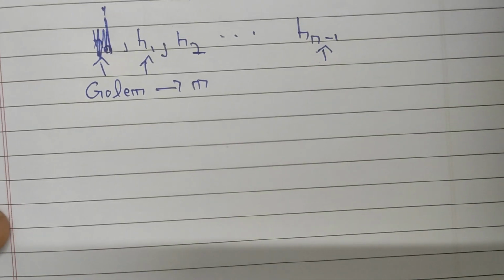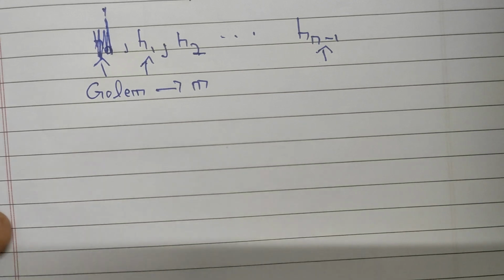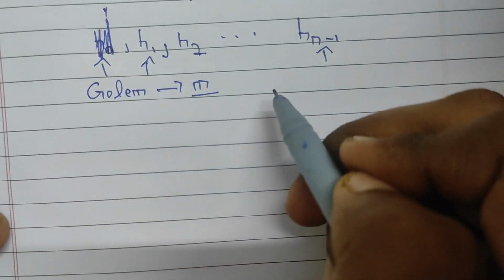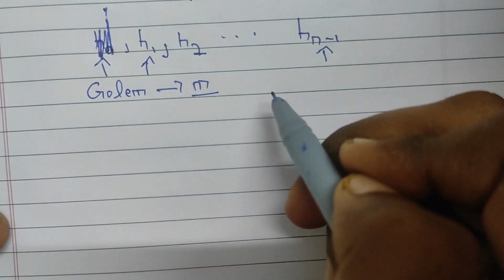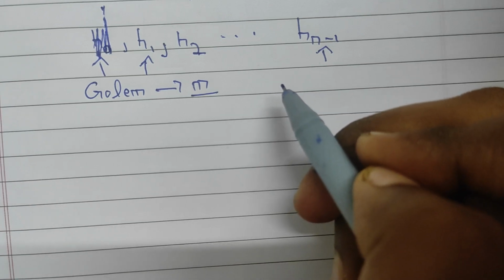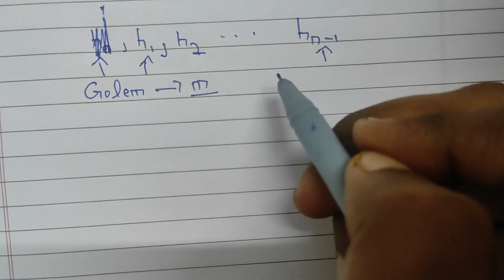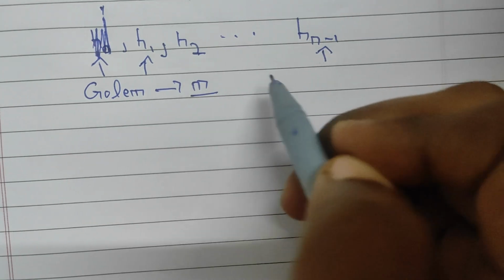So what we have to find is that after the golem attacks the total m times, we want to find out how many fortresses crumble. How many fortresses will crumble after the golem finishes its attacking rampage.